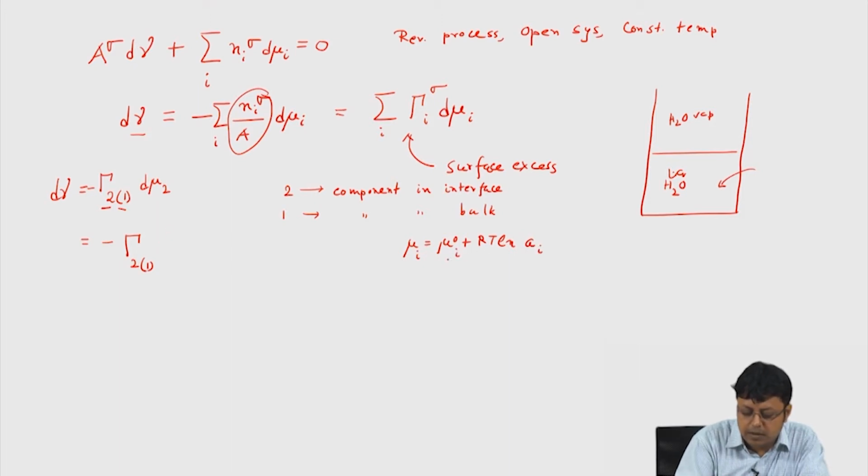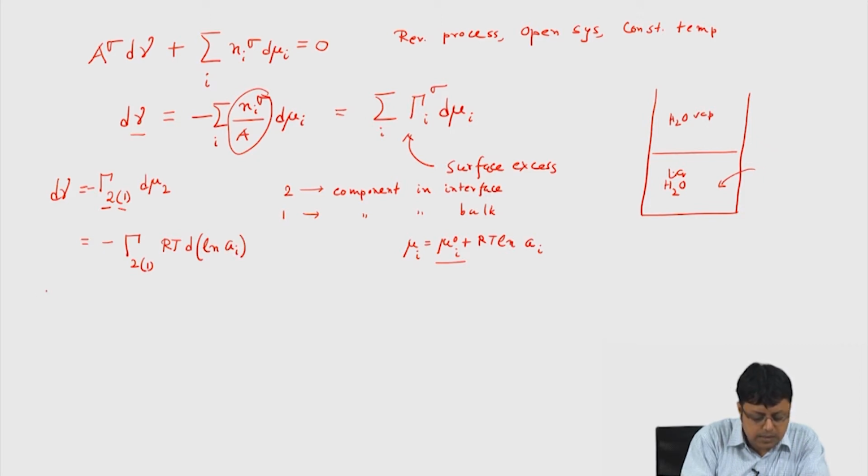So, if I take the derivative, this term will be 0, because mu 0 is nothing but a standard state chemical potential, the derivative of which will be 0. So, we will be left with only RT ln activity of this particular component. So, we can write it as minus gamma 2 into RT ln, and instead of taking the derivative, we will just write it as d of RT ln AI.